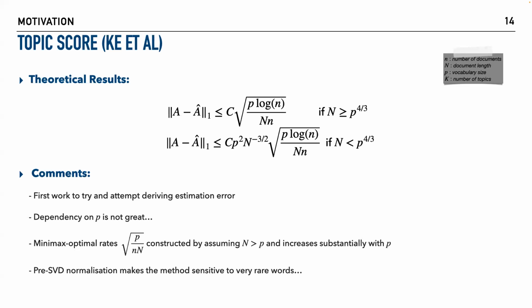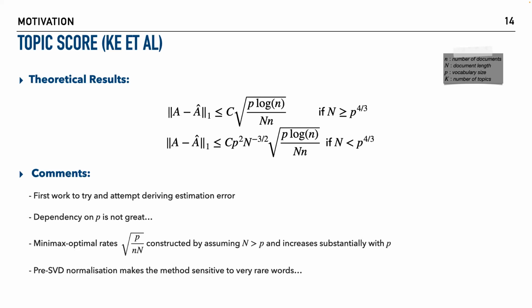The authors show guarantees for the estimation error. Note that this is all up to permutation of the topics, so I've just gotten rid of the permutation here for T. What this result tells us is that you're quantifying your error in terms of the L1 norm. If you have a high number of words, so n is greater than p to the power 4/3, then your error scales as square root p log n over capital N, where capital N is the length of the document and little n is the number of documents. If you have fewer words, the error looks like p squared square root p log n over the same.